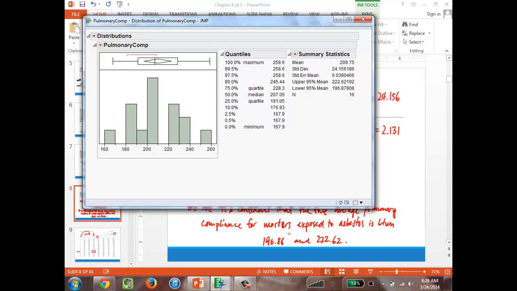196.88 and 222.62. So there you go. JMP will even do the confidence interval for you if you have the data in here to input like that. It's another reason to use statistical software. It makes your life even easier. So again, you have to have the list of numbers to do it this way, but that's sort of what you'll have in real life, presumably.